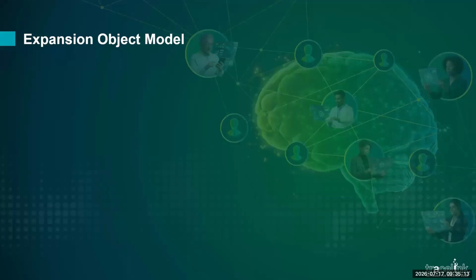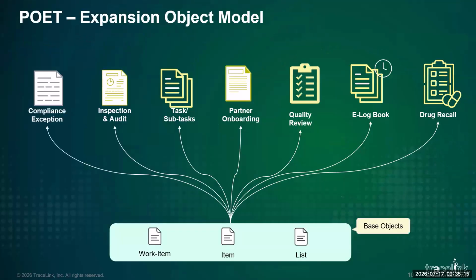Now let's take a look at the expansion object model. From these base objects that we just introduced, we configure and extend subtypes of these core objects to represent specific business processes. These include compliance exception, inspection and audit, task and subtasks, partner onboarding, quality review, e-logbook, drug recall, etc. Each of these business processes uses the same base object structure in the system.